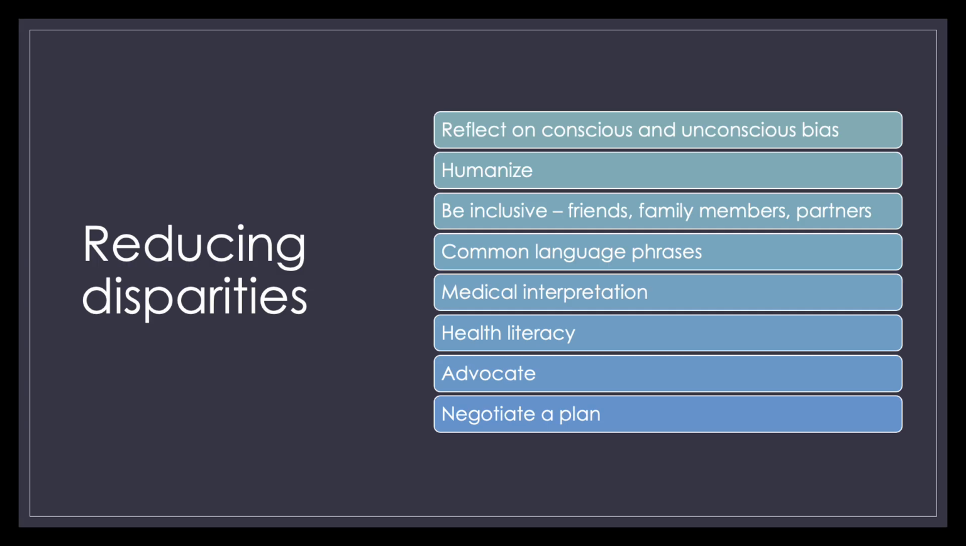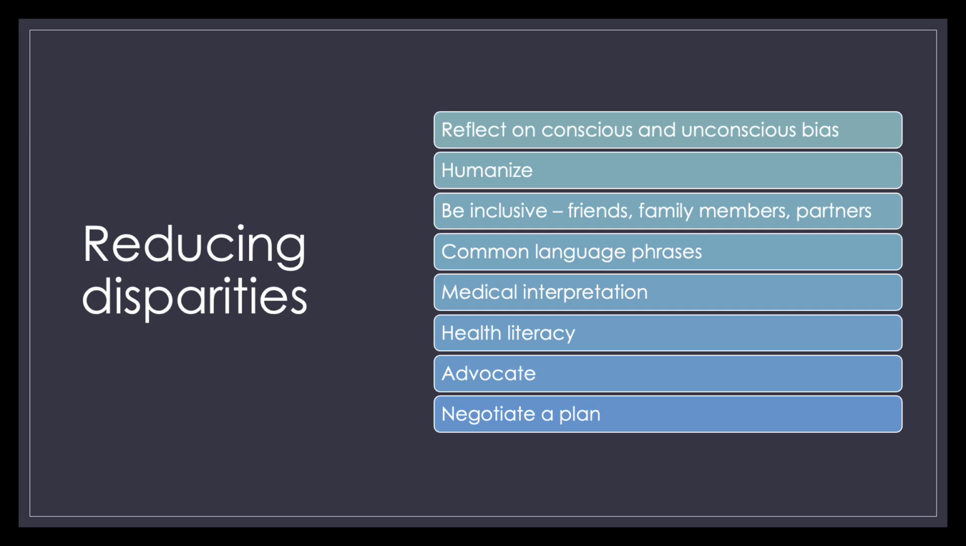We want to be inclusive of any support system the patient has, including friends, family members, partners, whoever their loved ones may be. If possible, you want to learn common language phrases if there is a language discrepancy between you and your patient population. It's really important to use medical interpretation if the patient is not fluent in English. You also want to make sure that you are avoiding jargon and really communicating on a level that is consistent with late grade school age, because most patients, even if they are very well educated, may not have high health literacy.